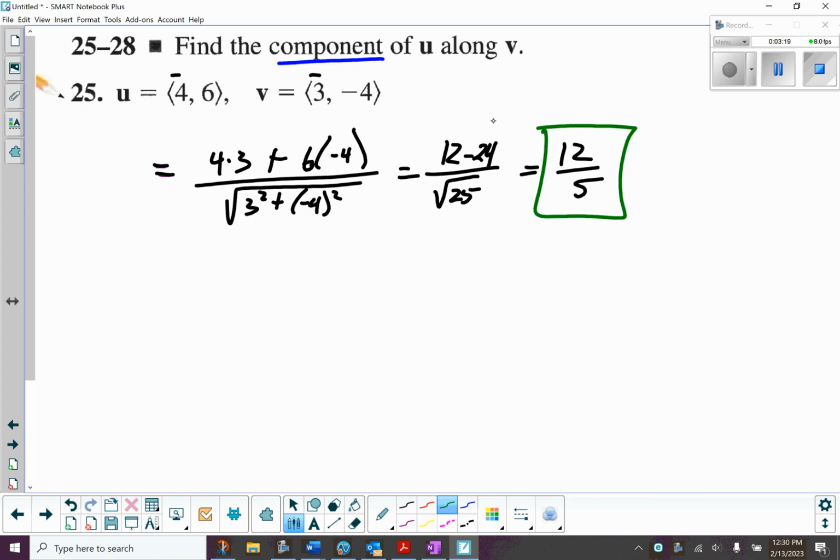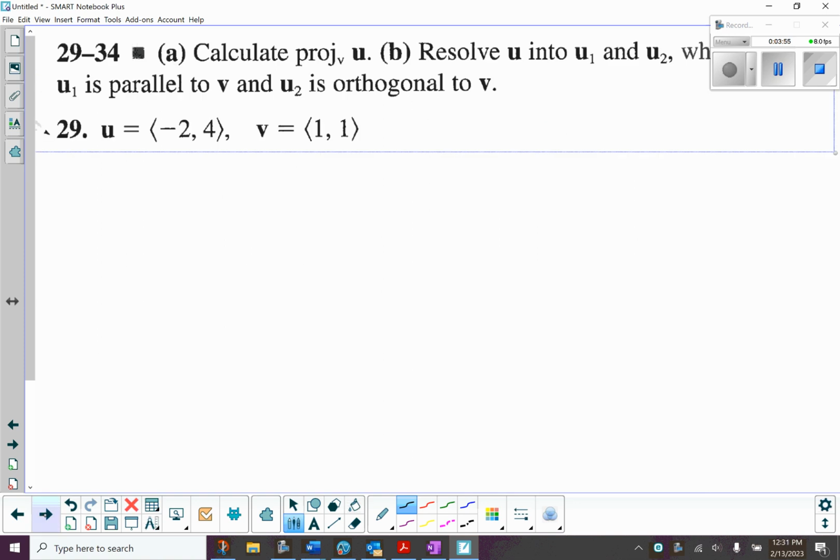Again, component is simply a scalar. 12 minus 24 will give us negative 12, over the square root of 25. Again, it's the positive square root. We're looking for magnitude. It's distance. Distances are never negative. The positive square root of 25 is 5. So the component of vector u along vector v is negative 12 fifths. Not another vector. Projections, however, yes.